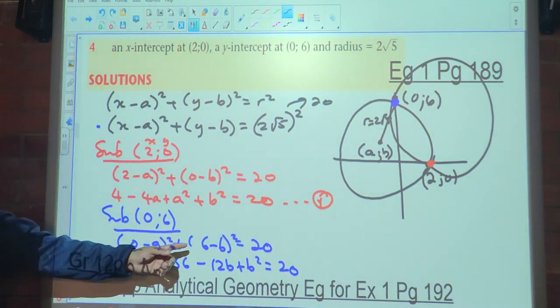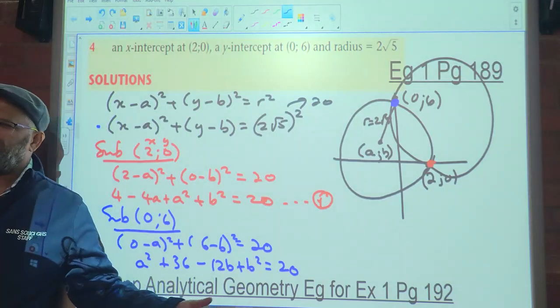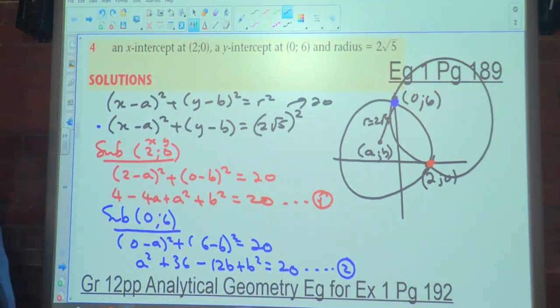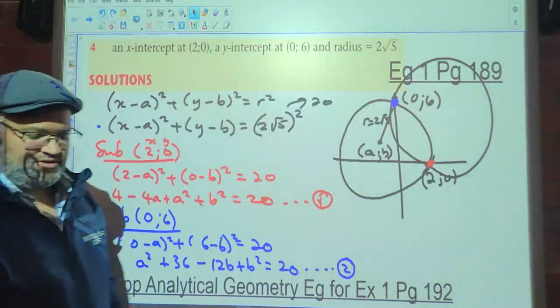Now I could take the 36 over the equal sign if you like. Okay, but I don't like that, so I'm going to leave it like that. But if you're that kind of girl, you go ahead. Okay. People, so now we got two equations.